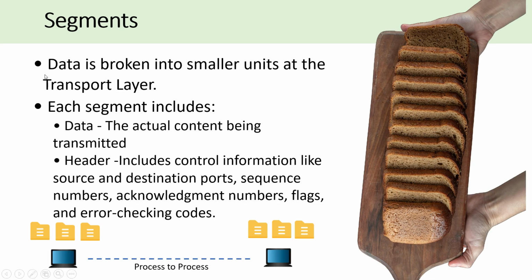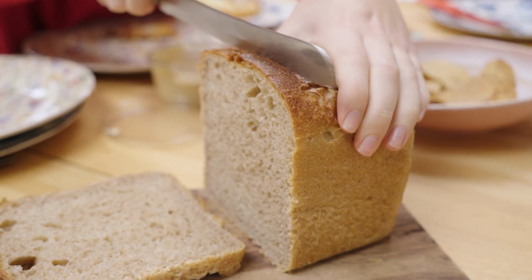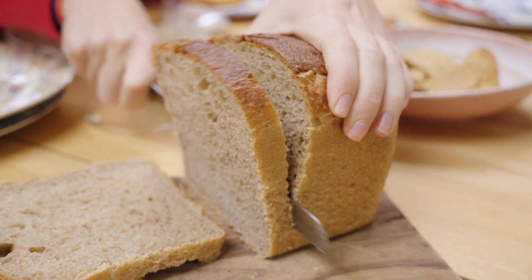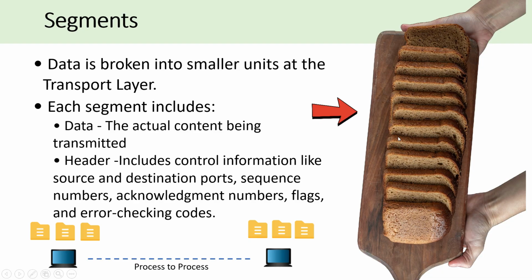Let's start with the star player of the transport layer. It's the segment. That's the PDU of the transport layer. When you send data like an email or a file, it's often too big to send all at once. So the transport layer breaks it into smaller, more manageable pieces called segments. Think of it like slicing a loaf of bread into individual pieces. Each slice or segment carries part of the data and a segment header.